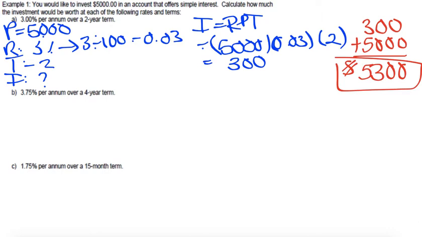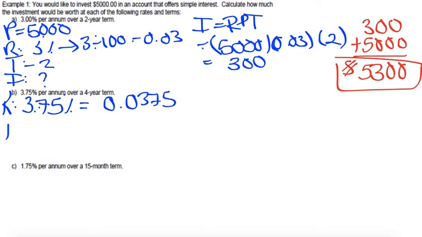Now, if we were to keep everything the same, but change our rate to 3.75%, which means I now need to change that by dividing it by 100, I'm going to get 0.0375. And my T is going to turn into a 4-year term. I'm still putting in $5,000. So I can now say I is equal to PRT.